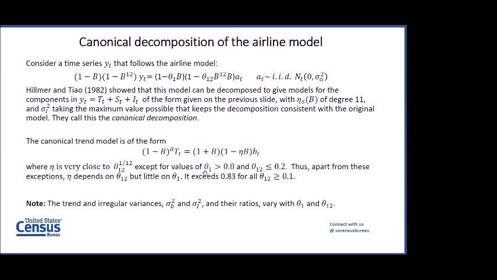Exceptions occur when the non-seasonal MA parameter gets beyond about 0.8, and when the seasonal MA parameter is below about 0.2. Those are unusual cases. So most of the time, this relation holds. Also, this eta depends on the seasonal moving average parameter, but very little on the non-seasonal parameter. And in fact, it exceeds 0.83 for all these values of the seasonal MA parameter. I would point out, though, that the trend and irregular variances and their ratios do vary substantially with theta 1 and theta 12. And it's the differences in these variances that are really driving the differences in the filters.